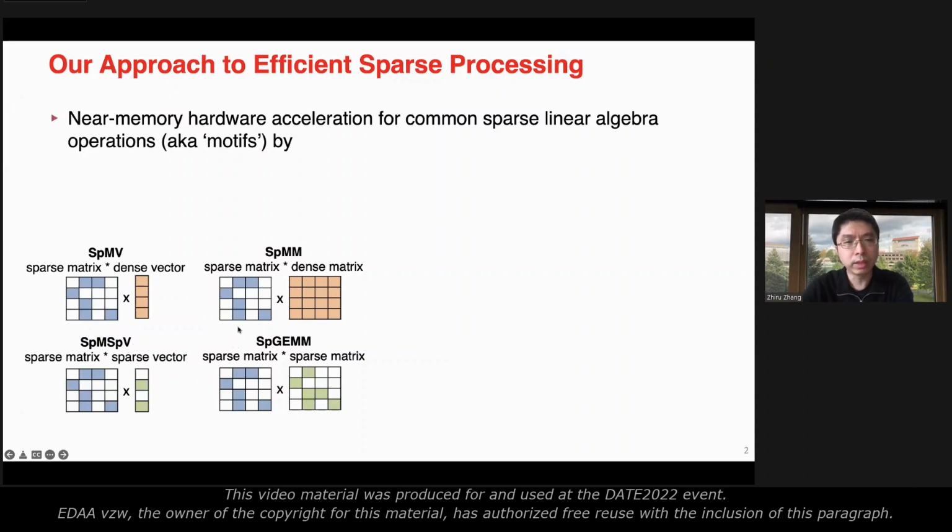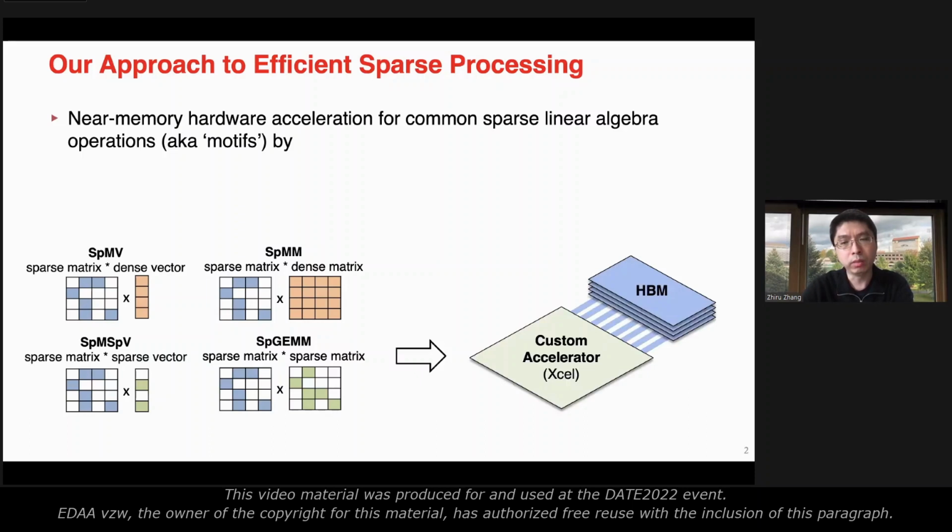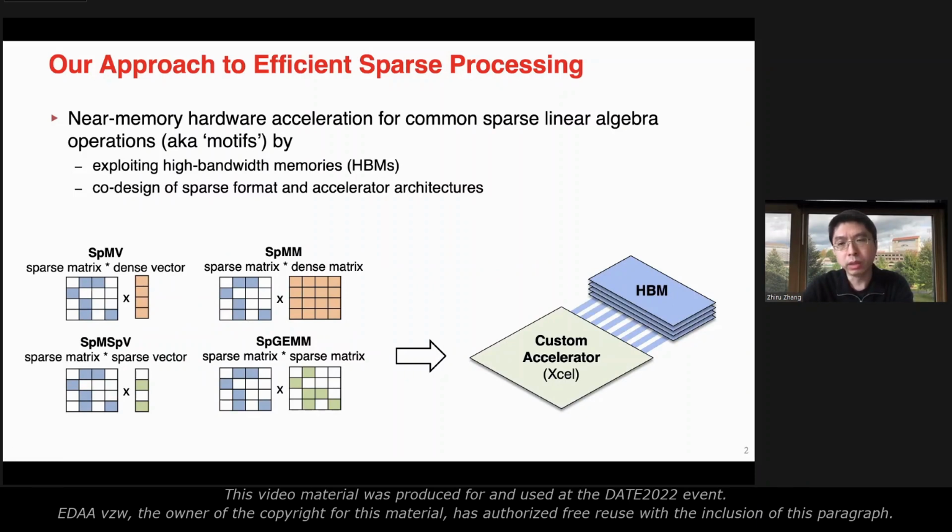Given this observation, this motivates us to develop near memory hardware accelerators to speed up some of these common sparse linear algebra primitives. Specifically, we really want to leverage the high bandwidth of HBM, the high bandwidth memories, because these applications are highly memory bound. One of the key approaches that we're taking is to do the co-design of the sparse storage format and the accelerator architecture.